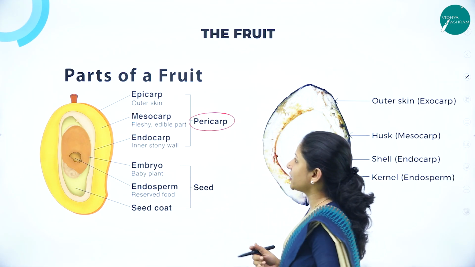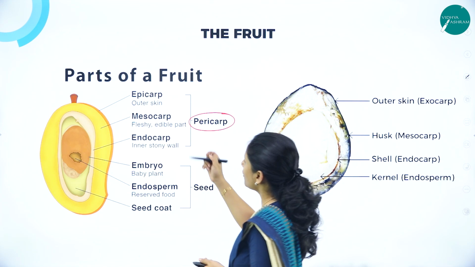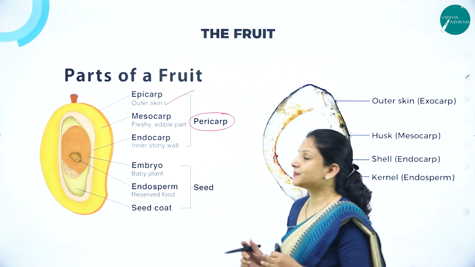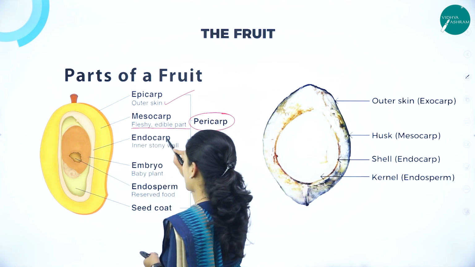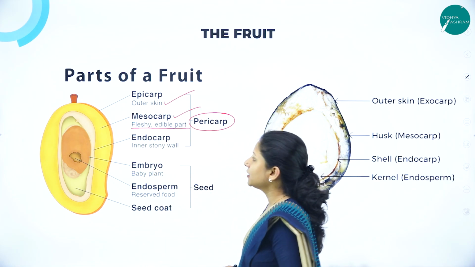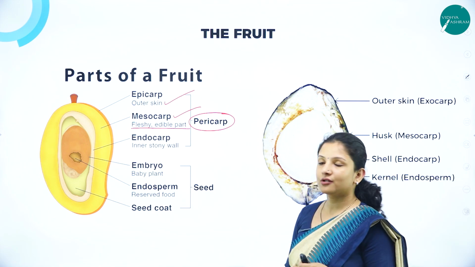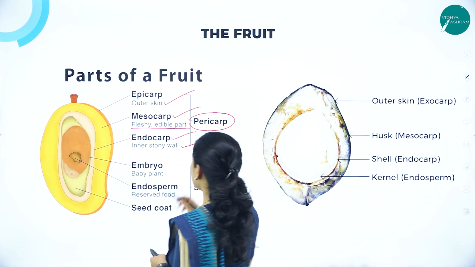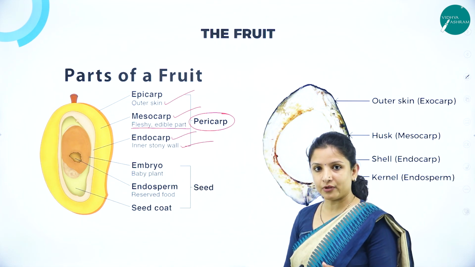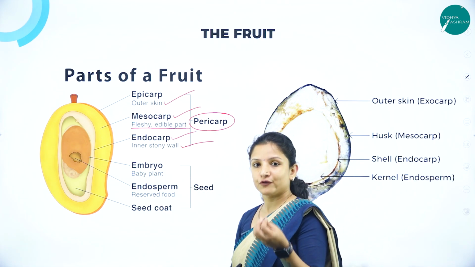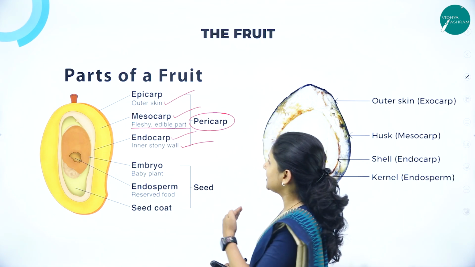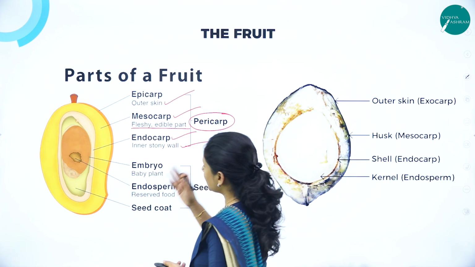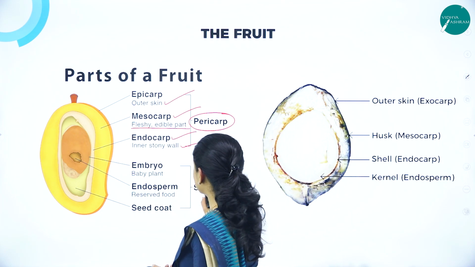So pericarp is made up of the epicarp, which forms the outer skin of the fruit, and then below the skin is present the fleshy edible part, which is called as the mesocarp, and next below the mesocarp is present the endocarp, which forms the inner stony wall that is there. Be it the apple or the mango, any fruit that you take, it is made up of these three layers, which together is called as the pericarp.